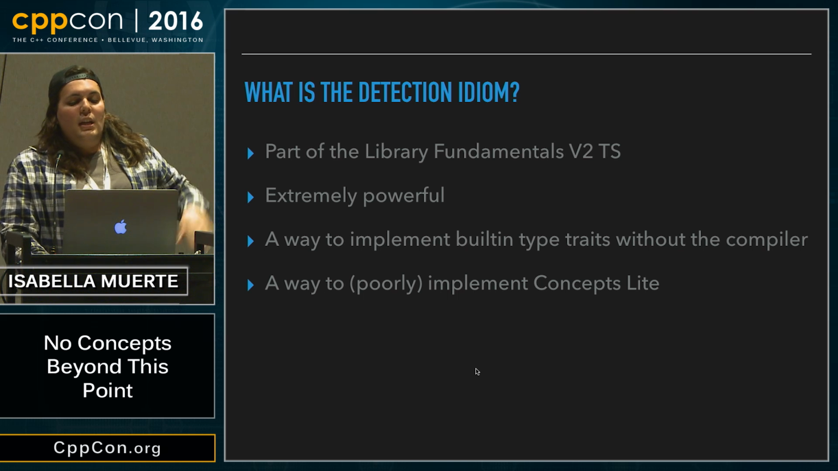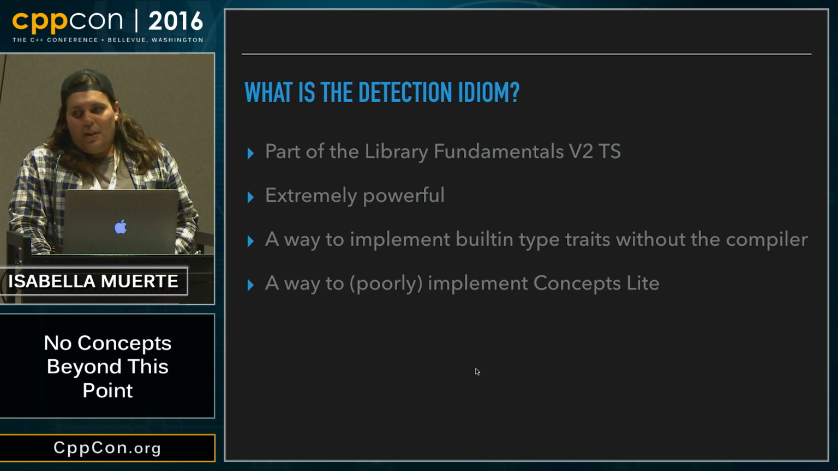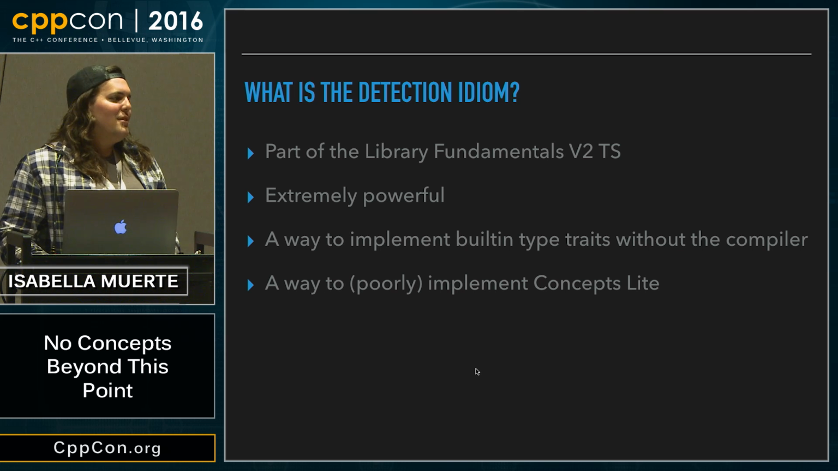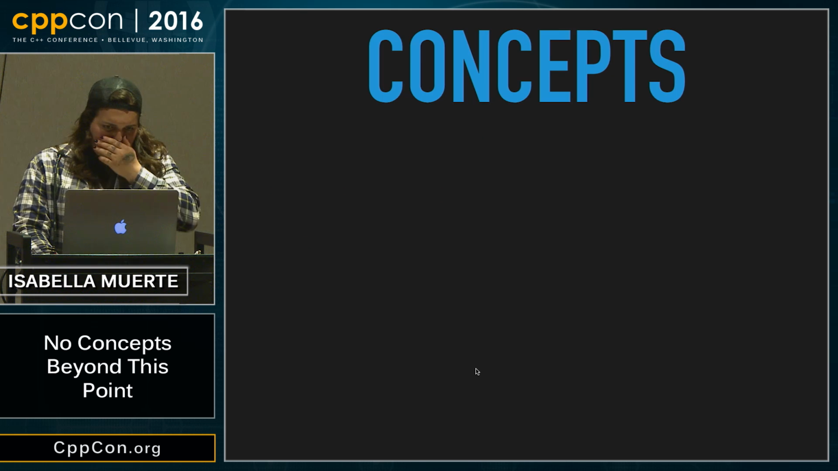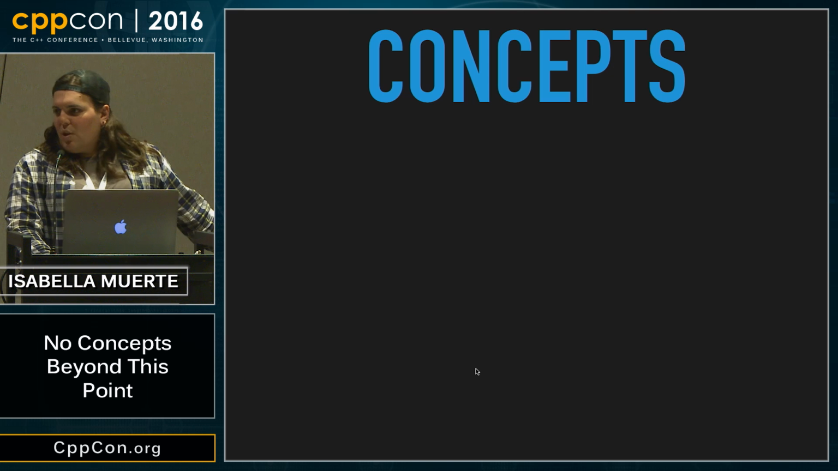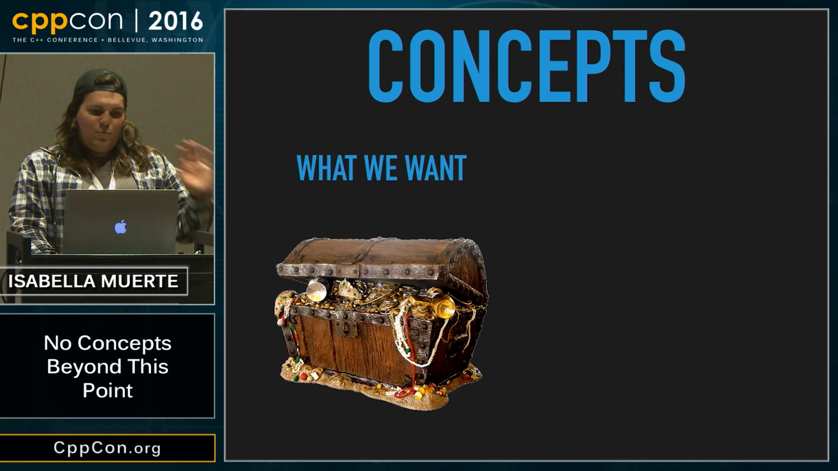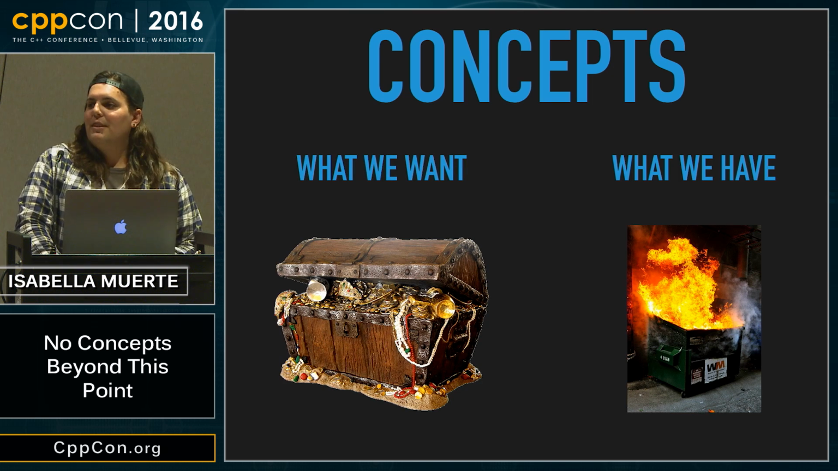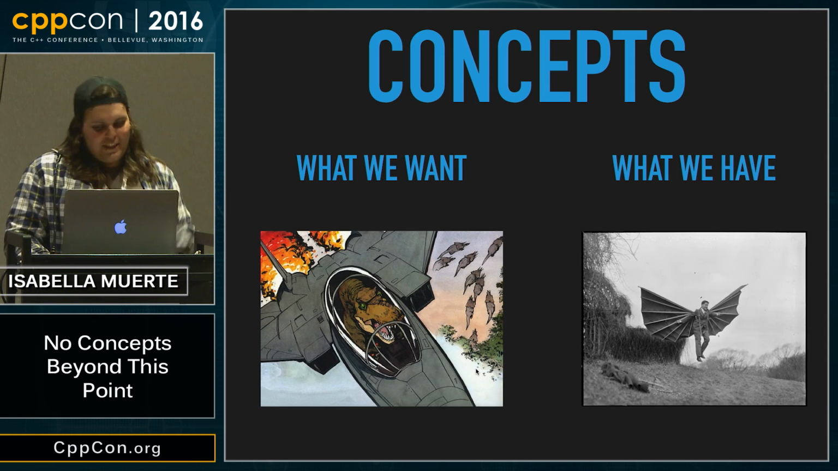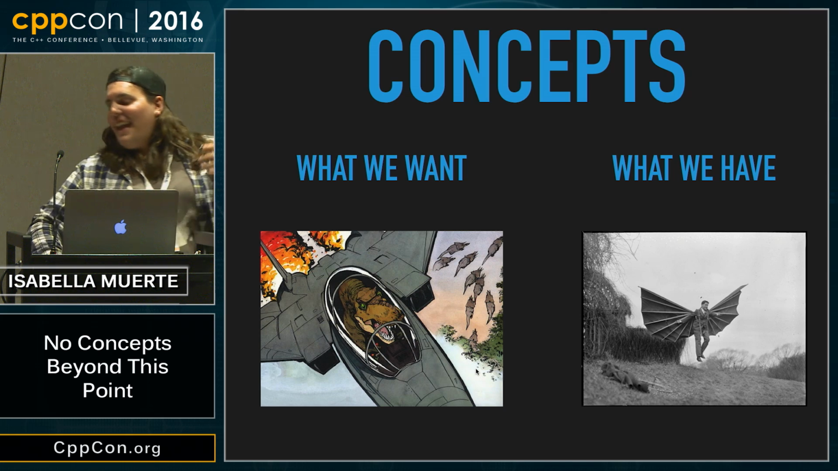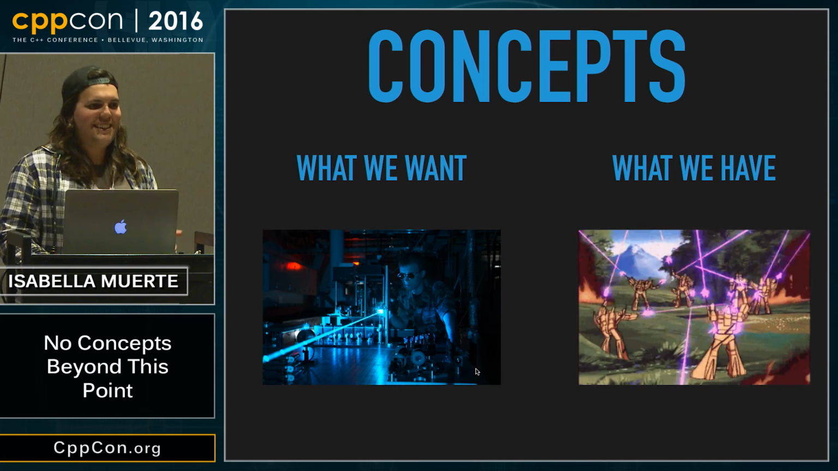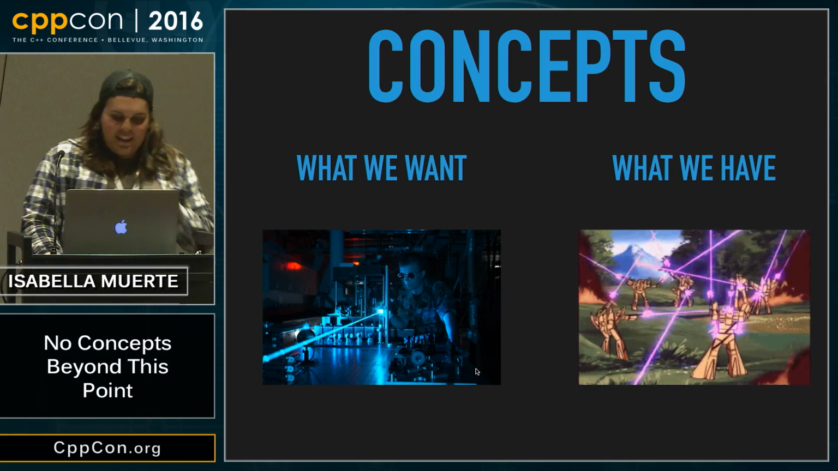It's extremely powerful. It's a way to implement built-in type traits with the compiler, and it's also a way to poorly implement concepts, so basically just the type constraint stuff. So concepts, Dave just spoke about them. We want them real bad, right? Well, this is what we want, and this is what we have. And this is what we want, and this is what we have. Laser rays are kind of okay.